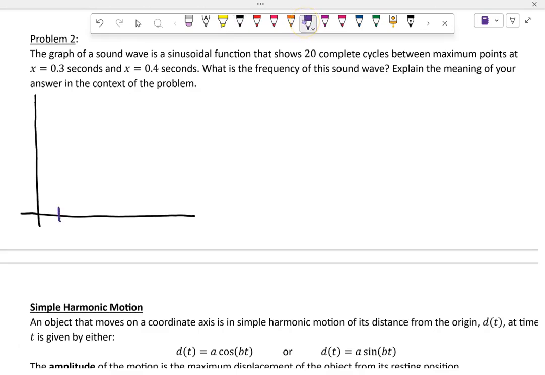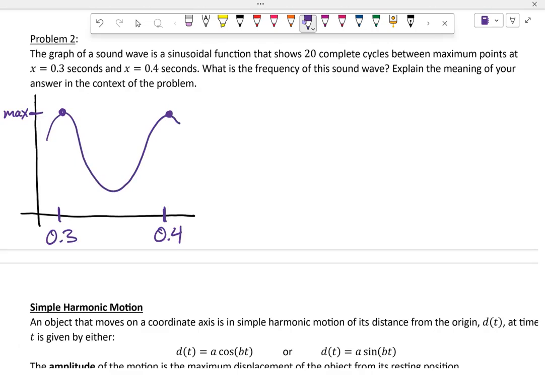So we have 0.3, 0.4. Each of those are at a max. Let's see, our max is right here. And so I have a max point here and a max point here. Now normally we would then connect and say, hey, there's my sine function. Looks good.